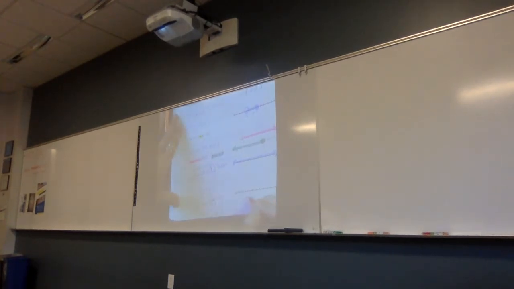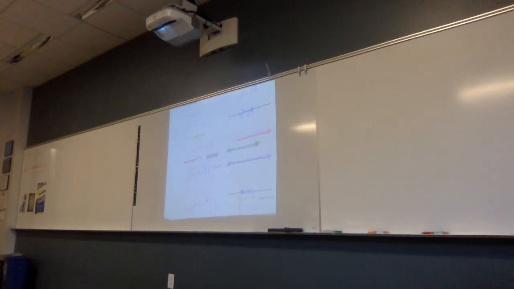Graph: negative 1, 0, 1, 2. Closed at negative 1, open at 2, shading everything in between. As an interval, closed negative 1, open 2. We're feeling good? Yes. All right.